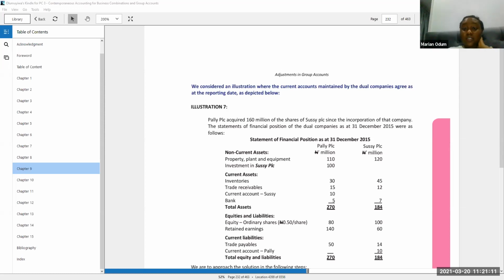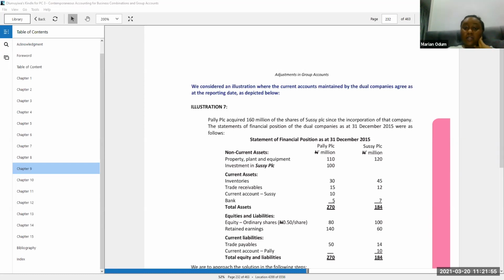Statement of financial position as at 31st December 2015 for Pali PLC and Suzy PLC. They're all in millions. Non-current assets, property, plant, and equipment for Pali 110 million, for Suzy 120 million. Investments in Suzy PLC is 100. Current assets, inventories for Pali 30, for Suzy 45. Trade receivables 15 for Pali, 12 for Suzy. Current account of Suzy 10. Bank for Pali 5, Suzy 7. Total assets for Pali is 270, while total assets for Suzy PLC is 184.